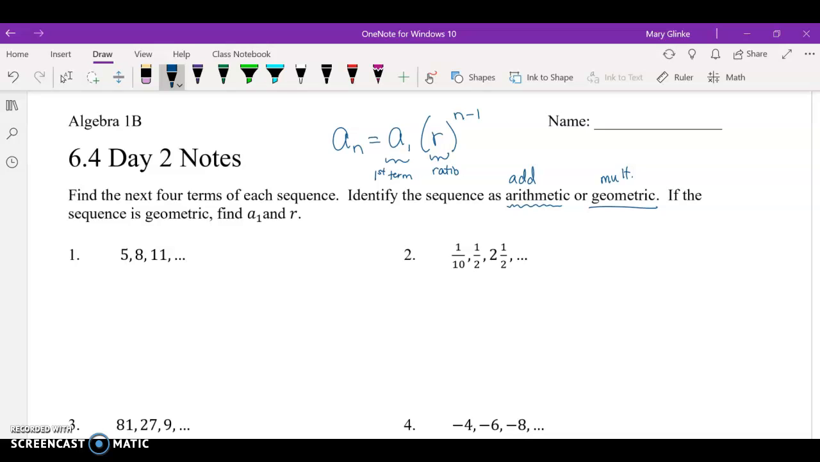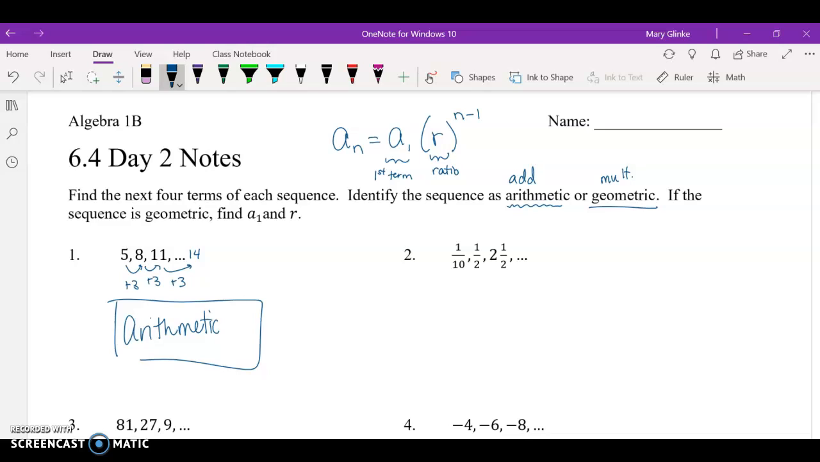So for examples 1 through 4 here, we just want to look at them and identify the pattern. And then based off of that pattern, we want to say if it's arithmetic or geometric. And if it's geometric, we want to find our first term and our common ratio. So for number 1, we have 5, 8, 11. The next one would be 14 and so forth. So what's happening here is you are adding 3 to get to your next number. Because it's adding, we're going to call this the arithmetic sequence.